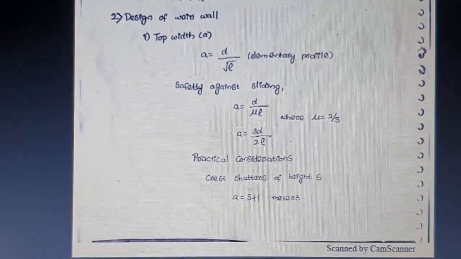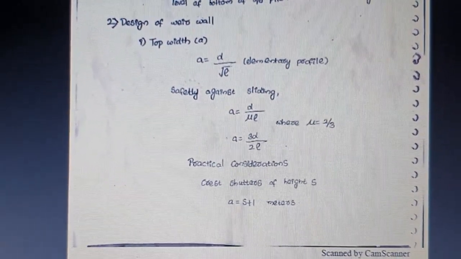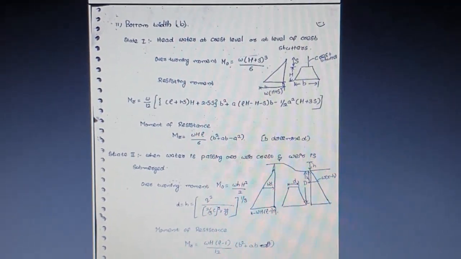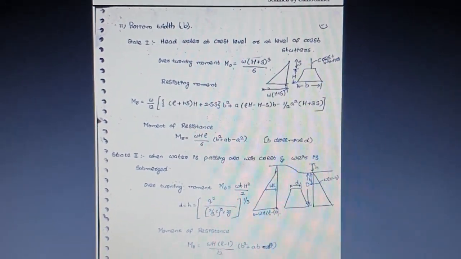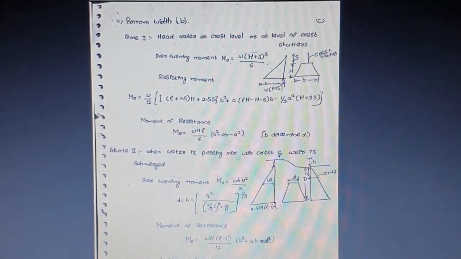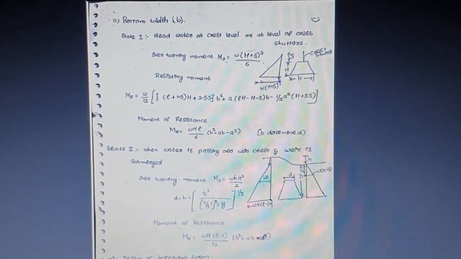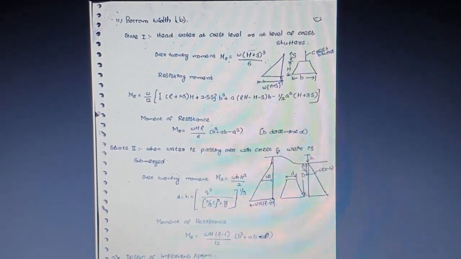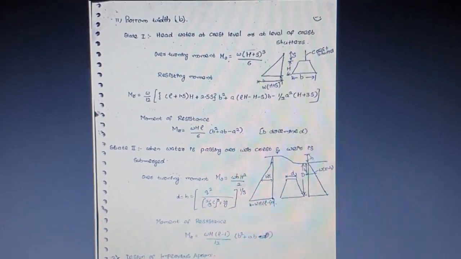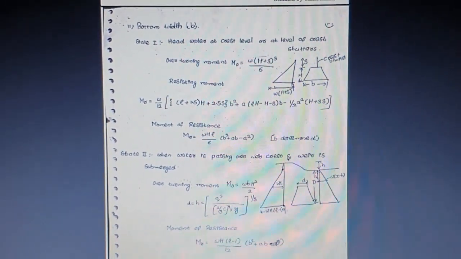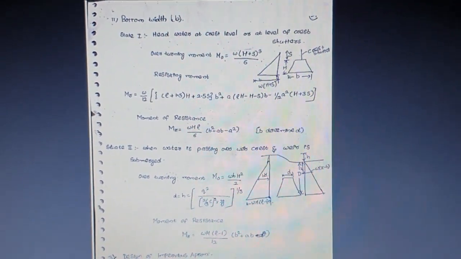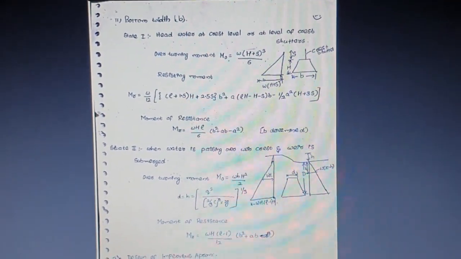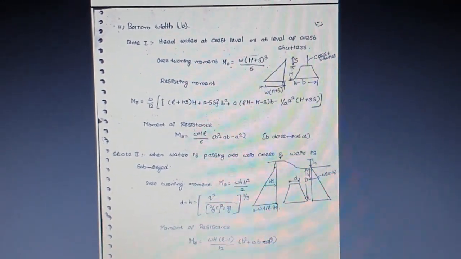Now we will go on with the bottom width of your vertical drop weir. In the design consideration of the bottom width of the weir, you have 2 states. One is head water at the crest level, or at the level of the crest of the shutters. So whenever the water is present at the crest level, you are going to call it head water present at the crest level. In that you will have 2 moment calculations: one is the overturning moment and the other is the resisting moment.